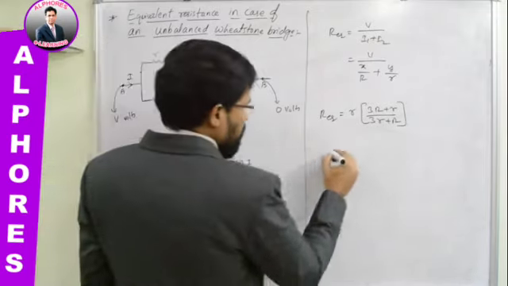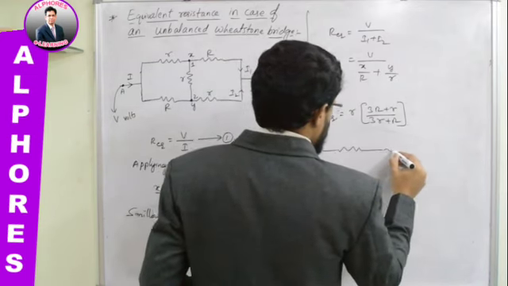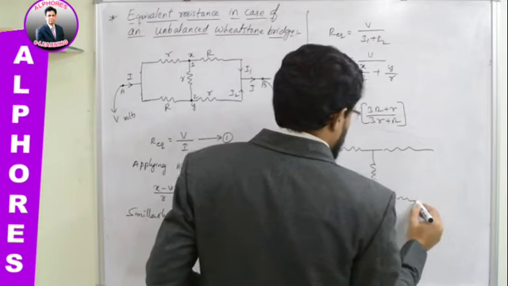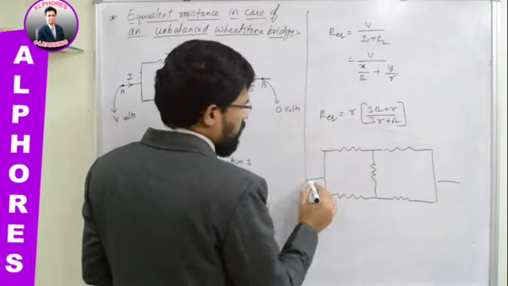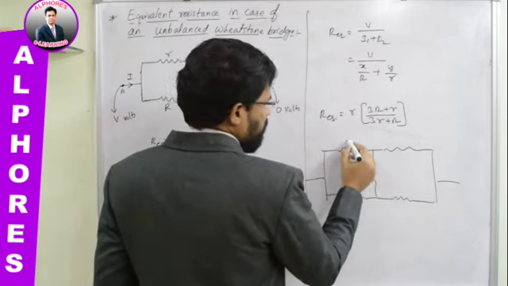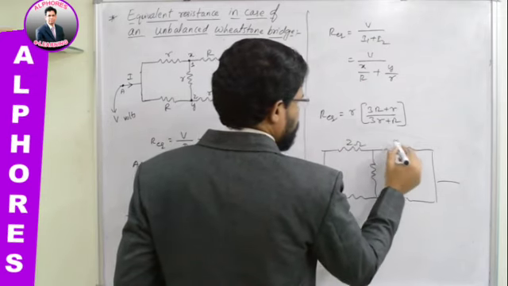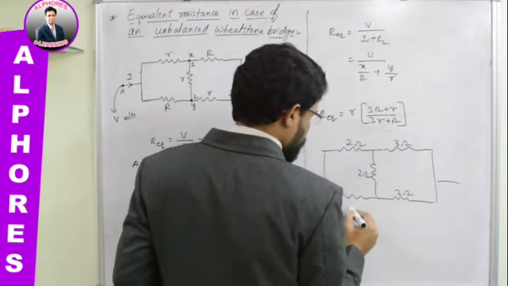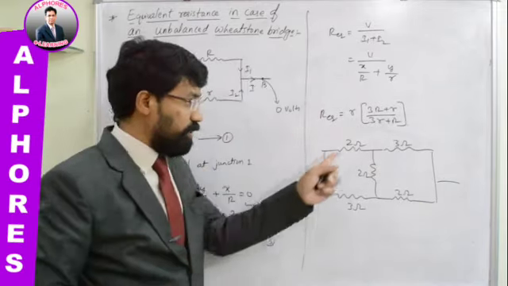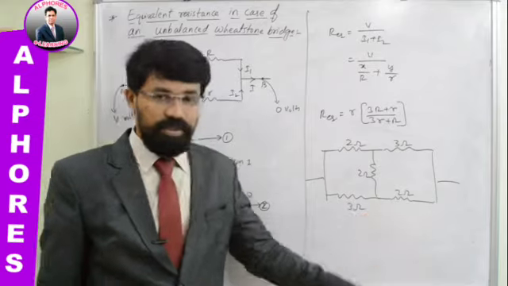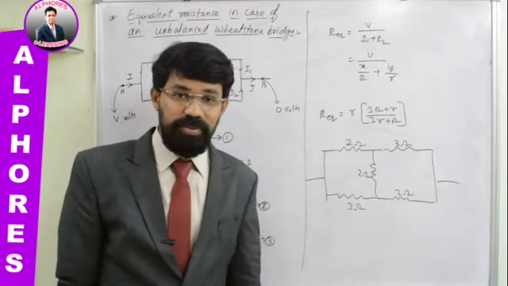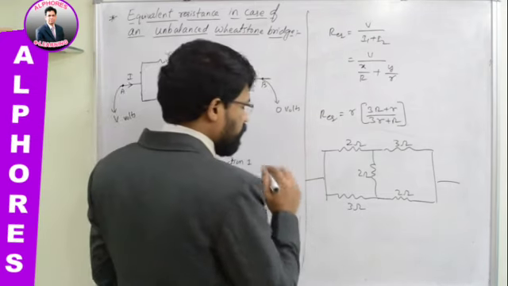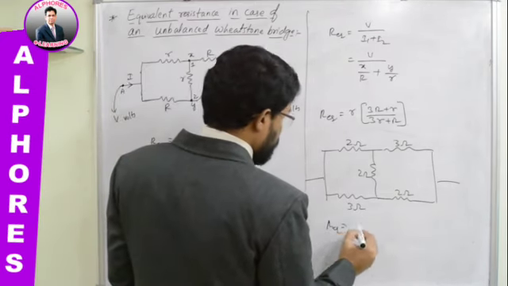For example, let us say we have an unbalanced bridge, something like this. Here you have, let us say, 2 ohms, here 3 ohms, and here 2 ohms, here also 2 ohms, here 3 ohms. P by Q is 2 by 3, R by S is 3 by 2. So obviously 2 by 3 is not equal to 3 by 2. So this is an unbalanced bridge. If this is the situation and you are supposed to find R equivalent, this is how you have to find it out.